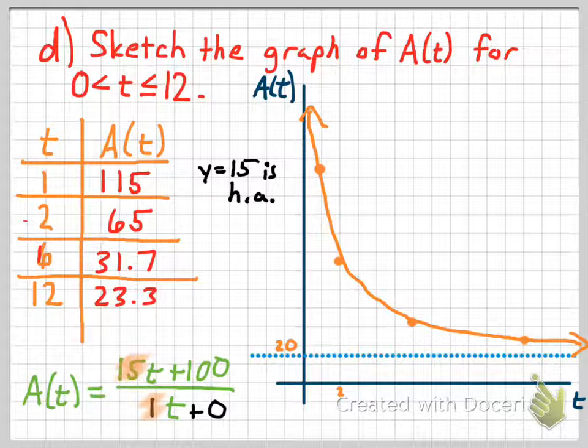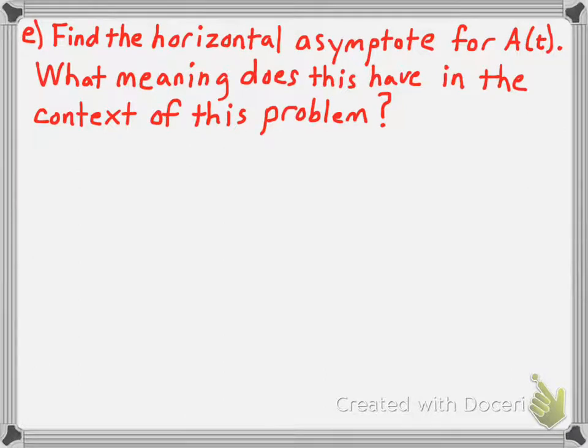All right, well, last thing I want to ask you here is this. I want us to find the horizontal asymptote for A of t. And I want us to determine what meaning does this have in the context of this problem. Well, we already found the horizontal asymptote, so we can go ahead and write y equals 15, or I suppose A of t equals 15 is appropriate in this case.